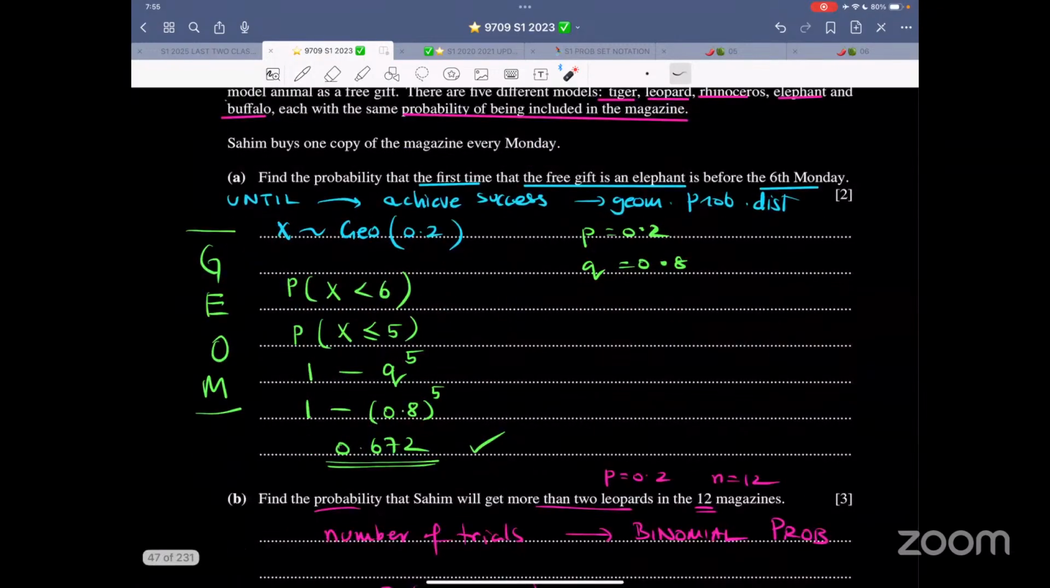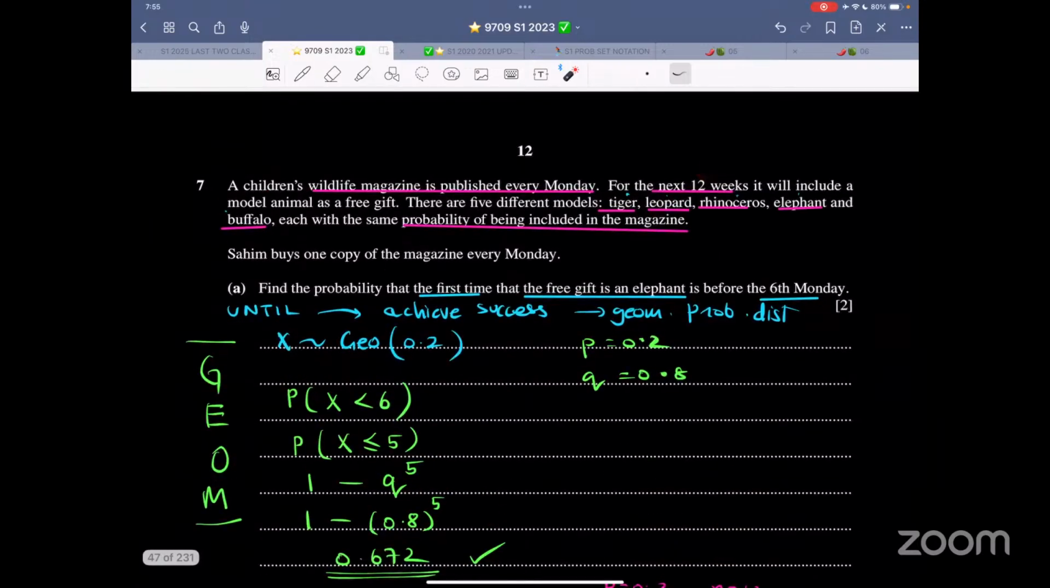Now it is geometric. Then probability X lesser than 6. It says before the 6th Monday. So they are doing it for every week. The number of trials is not used because it's before the 6th thing. So a similar question was there, I think, in today's paper. Do check that out. That is February, March 2025, variant 52.